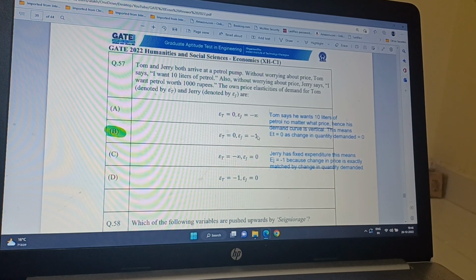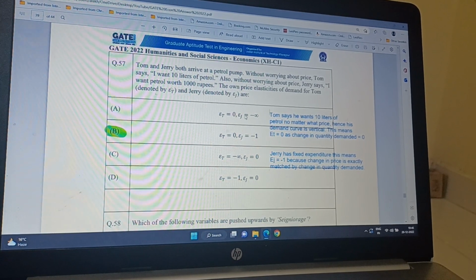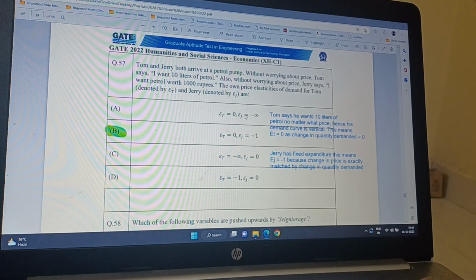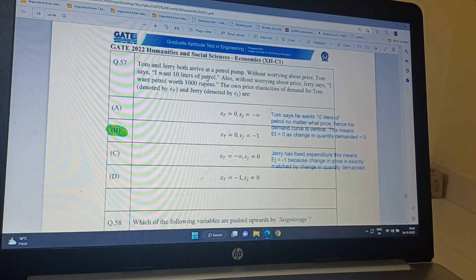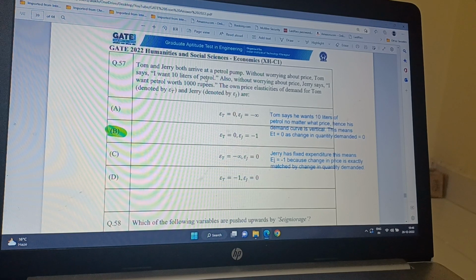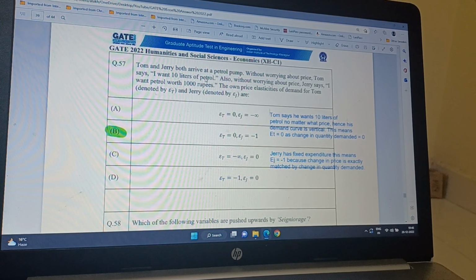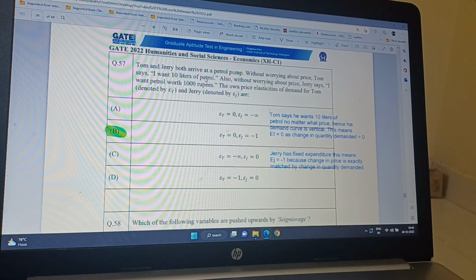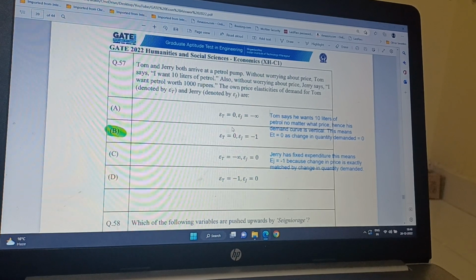So hence answers C, D and E, A are definitely wrong. You get answer G. And what about Tom's? For Tom's case, it says, I want 10 liters of petrol no matter what the price be. So in that case, the delta Q is 0, because he will always buy 10 liters of petrol. The elasticity of demand formula is dQ/dP. Since dQ/dP is 0, the elasticity of demand automatically becomes 0, even if you multiply it by P by Q. So the correct answer is B.